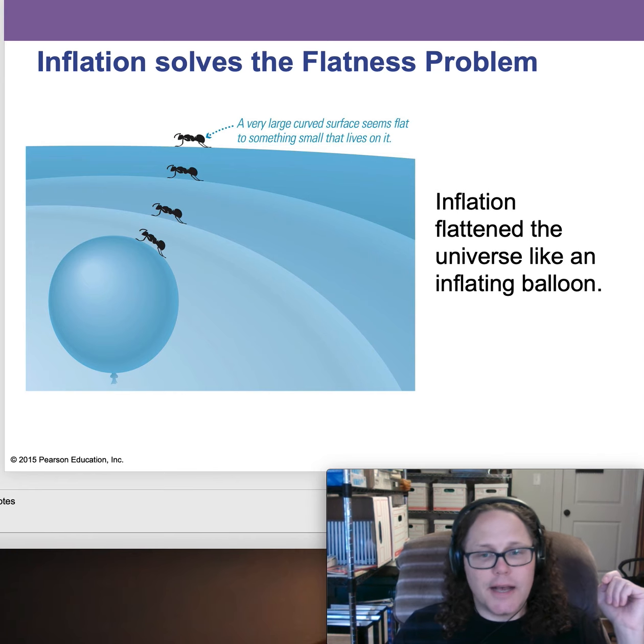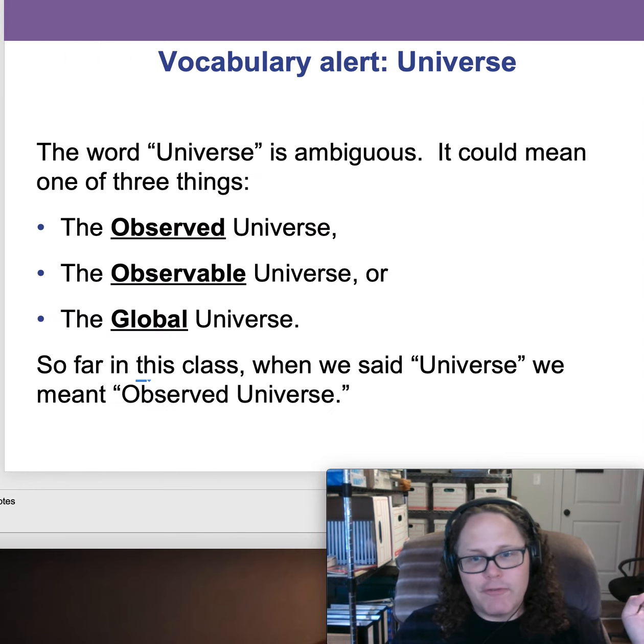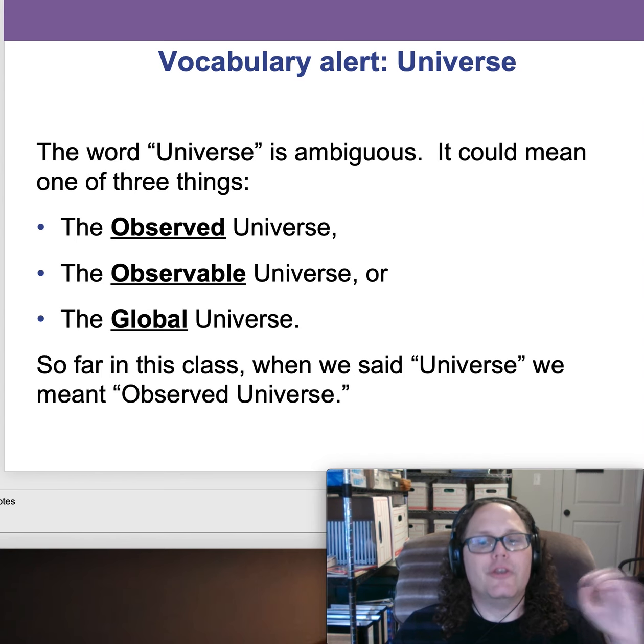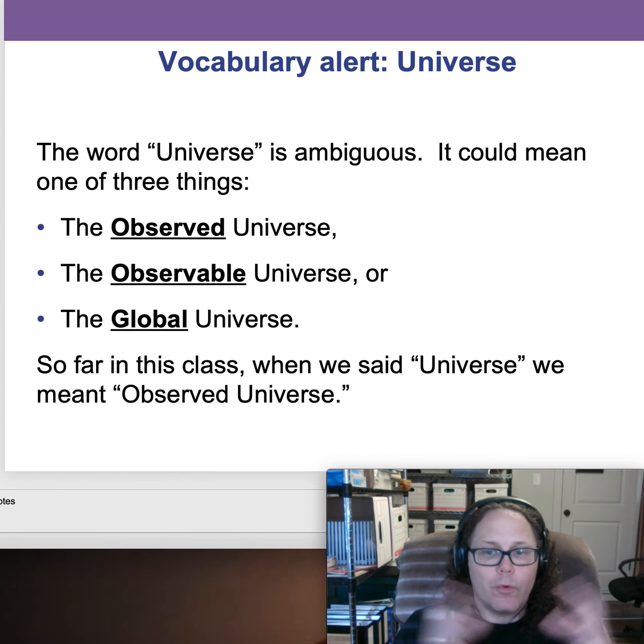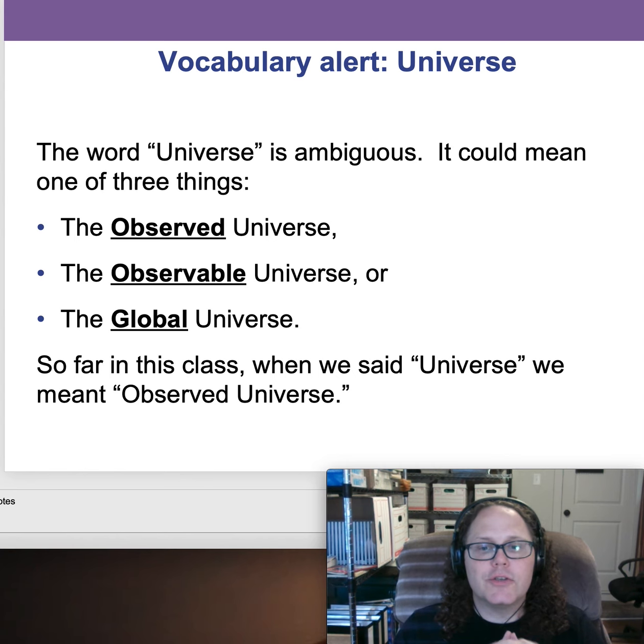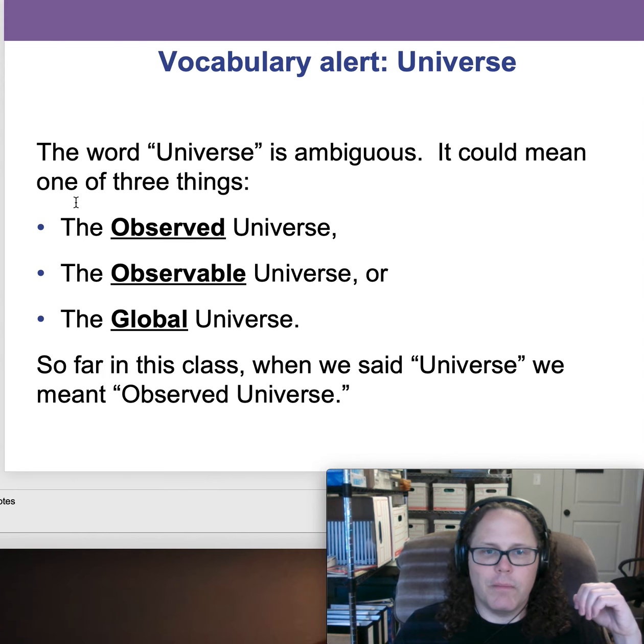So this brings us to an ambiguity in a word that we've been taking for granted this whole semester. Universe. The word universe is ambiguous. So let's divide the word universe into three subcategories. The observed universe, the observable universe, and the global universe. Some sources will combine observed and observable, but I'm going to separate the two concepts out.